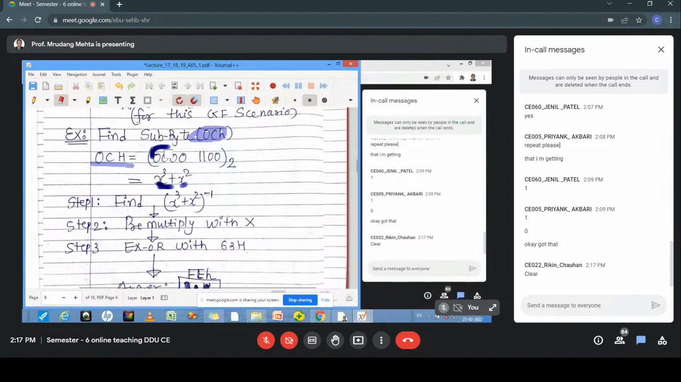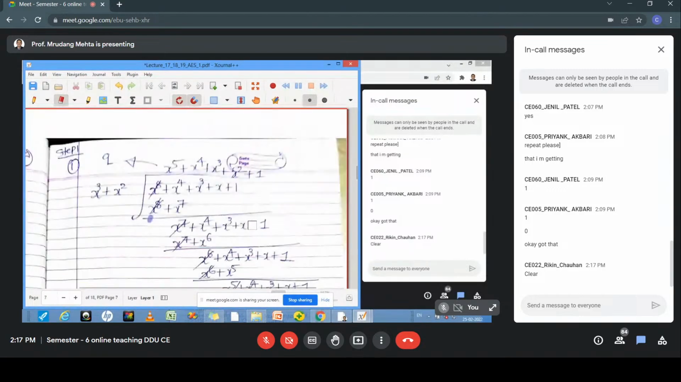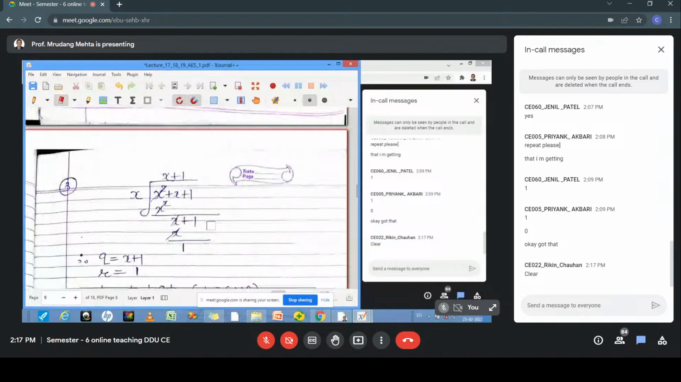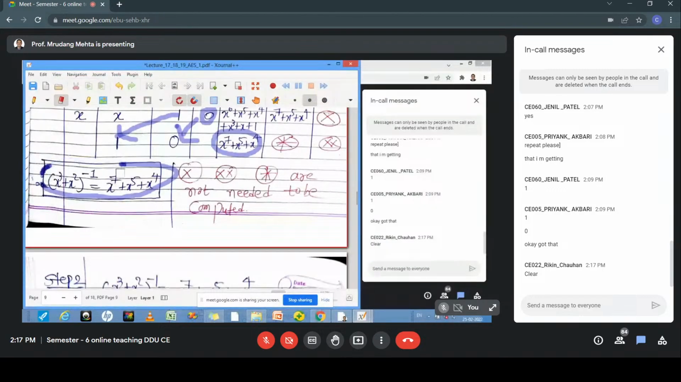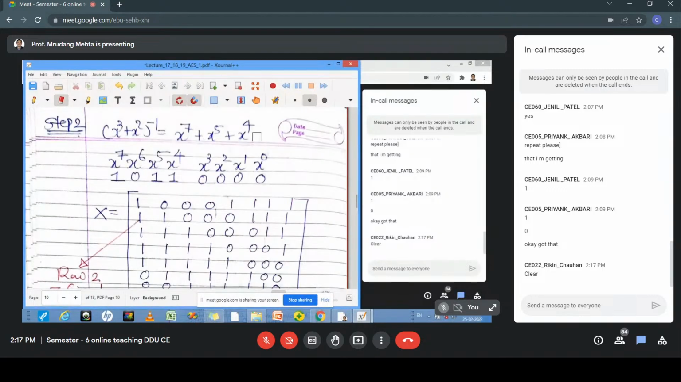Now we have found the multiplicative inverse of this x cube plus x square by following the same method. Now we have to pre-multiply it with x. So this value we have found is the multiplicative inverse, right? x raised to 7 plus x raised to 5 plus x raised to 4. First we have to convert this into binary. Okay, this is an important point. First we have to convert this into binary.